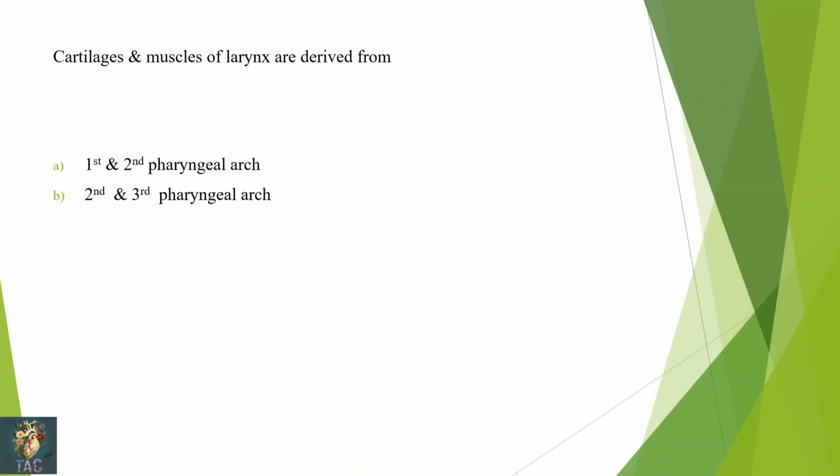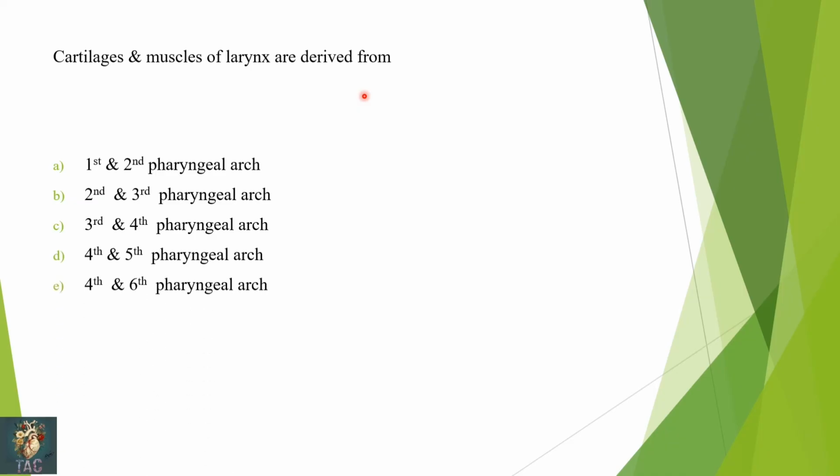Next is cartilages and muscles of the larynx are derived from a very important MCQ. Most commonly it is present in exam. So the cartilages and muscles of larynx are derived from either first and second pharyngeal arch, second and third, third and fourth, fourth and fifth, or fourth and sixth. This is a very common and very important MCQ, and answer is fourth and sixth pharyngeal arch.